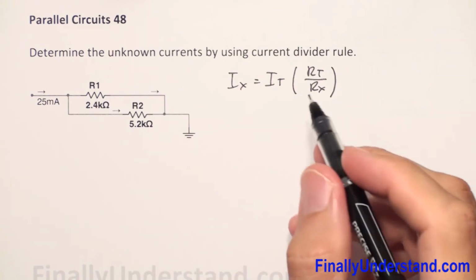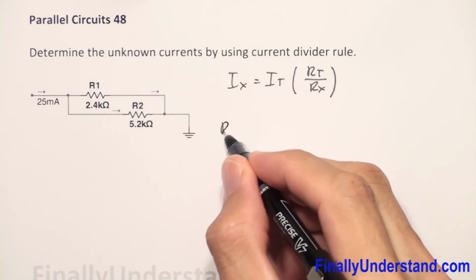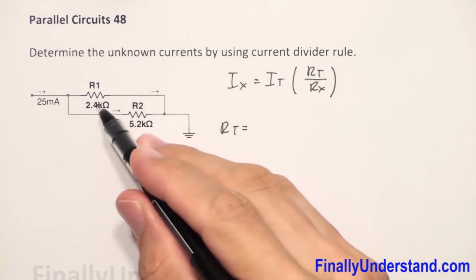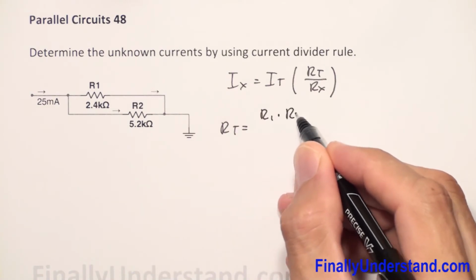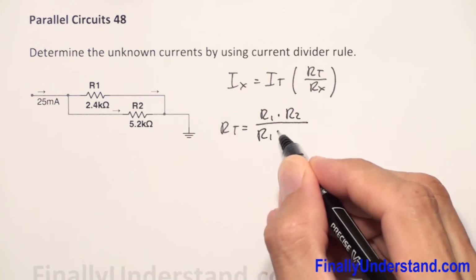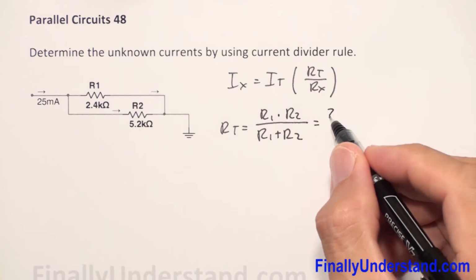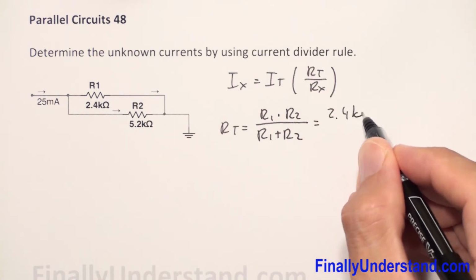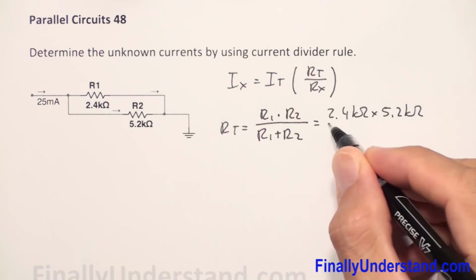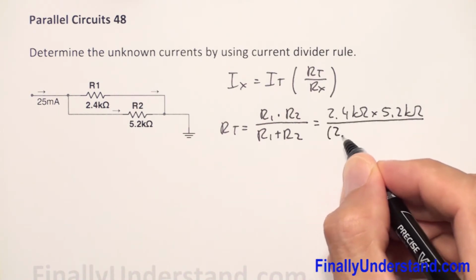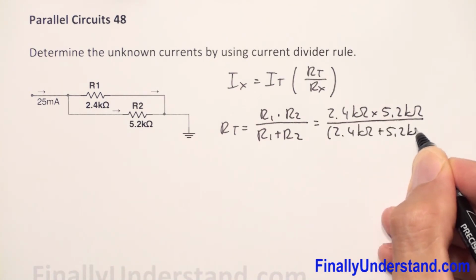So as you can see, in order to use this formula, we're supposed to find the total resistance first. I have R total is equal, because I have two resistors, I'm going to use product over the sum. So I have R1 times R2 over R1 plus R2. This is equal. R1 is 2.4 kilo ohms times 5.2 kilo ohms divided by, open parenthesis, 2.4 kilo ohms plus 5.2 kilo ohms.